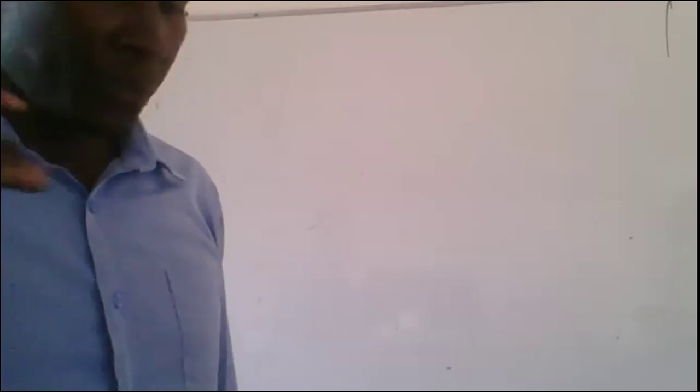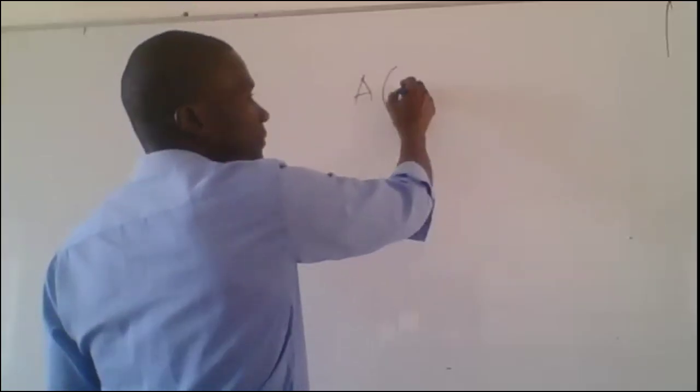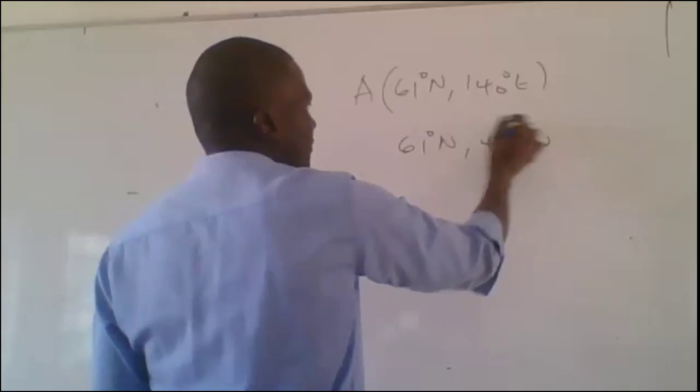Sorry to take you back, but I have a question on longitude. Go ahead. The positions of two towns, A and C, are 61 degrees north, 140 degrees east, and 61 degrees north, 40 degrees west for town C. All right. Calculate the shortest distance between point A and C in kilometers.